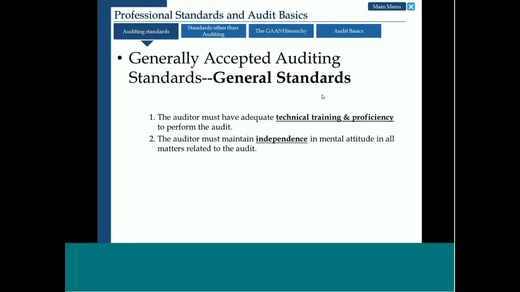Second, you must have independence. Independence in mental attitude in all matters related to the audit. We know all the rules of independence; we already discussed them in regulation. At the time of regulation, if you remember, I said you need independence for audit and attestation services. I said for review and compilation, you don't need independence. So this is one of the general standards which requires independence when you are doing an audit.